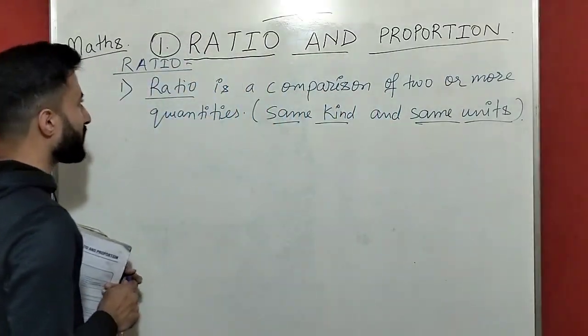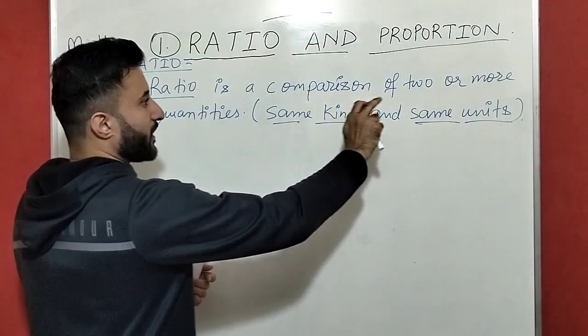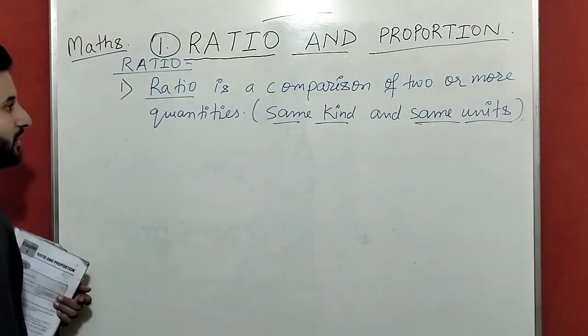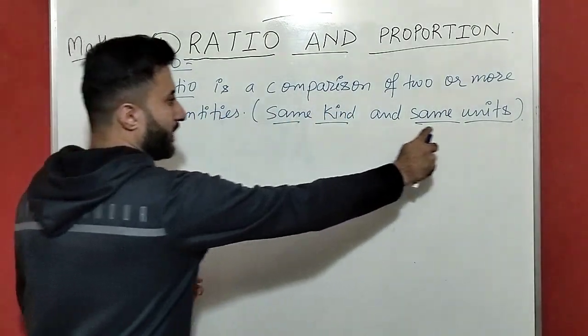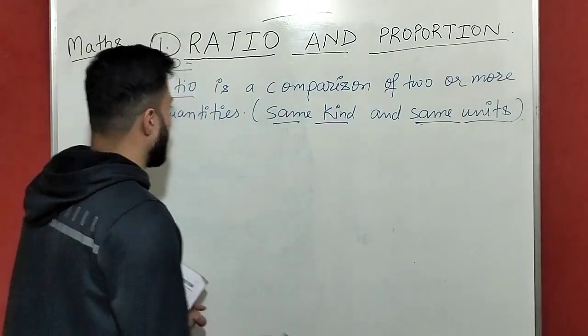So write the heading ratio, and then: ratio is a comparison of two or more quantities. This is very important: same kind and same units.